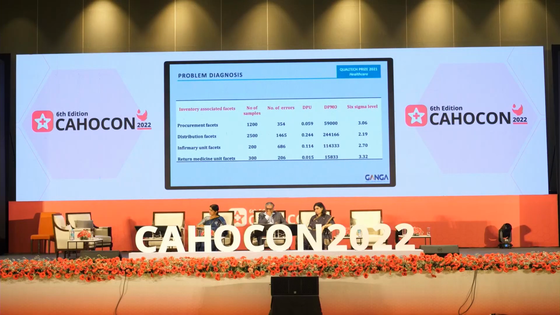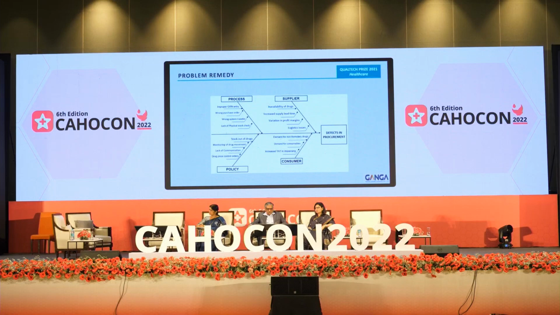So we have grouped the whole pattern of inventory into 4 stages. One is procurement and distribution, then the stock at infirmary units, how to maintain it, and reduction of return units. Look at the differences in the phases, what defects we faced in each stage: 300 and 1,000, 600 plus and 200 plus. And we looked closely into the grouped parameters.